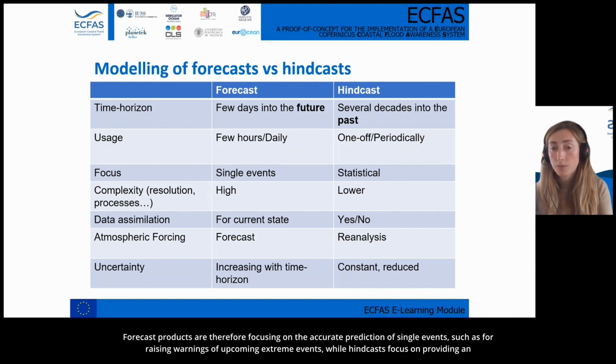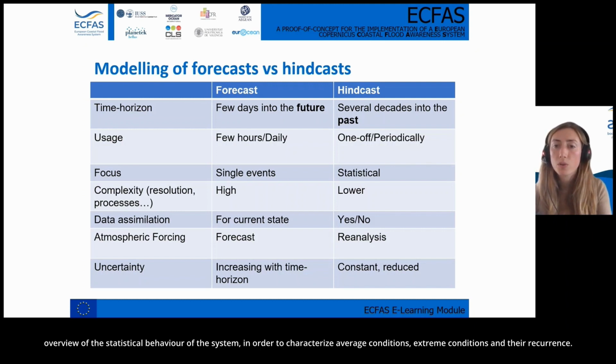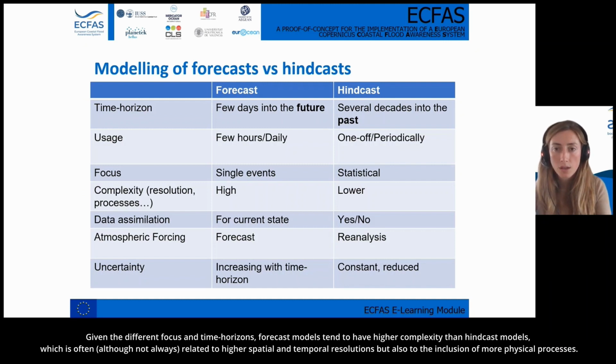Forecast products are therefore focusing on the accurate prediction of single events, such as for raising warnings of upcoming extreme events, while hindcasts focus more on providing an overview of the statistical behavior of the system in order to characterize average conditions, extreme conditions, and their recurrence.